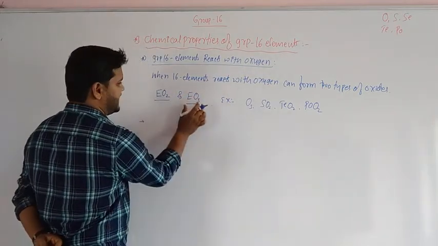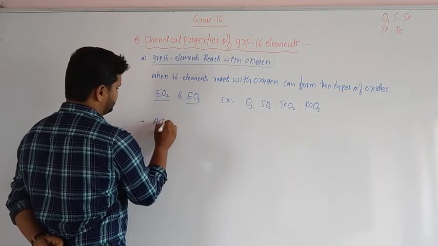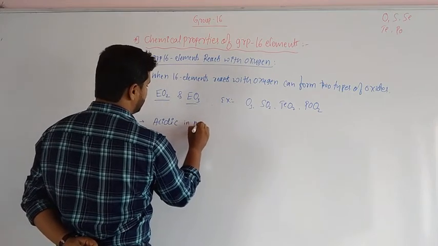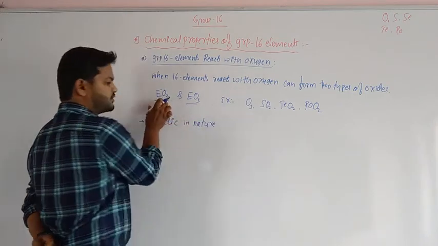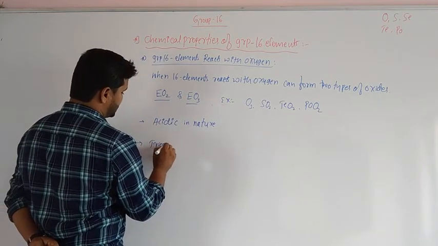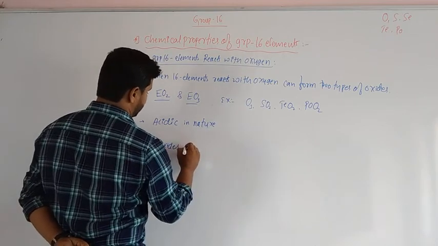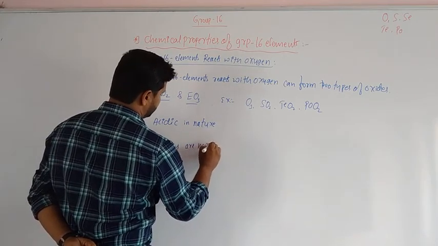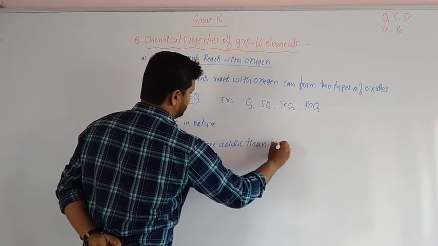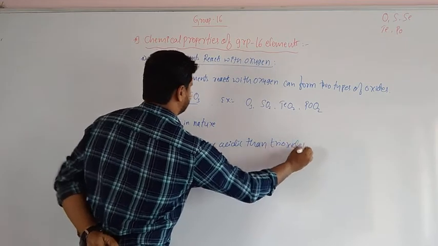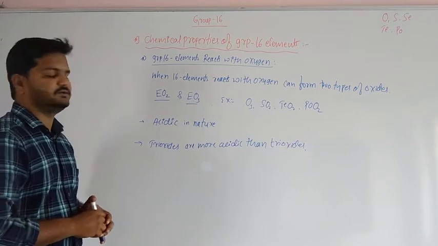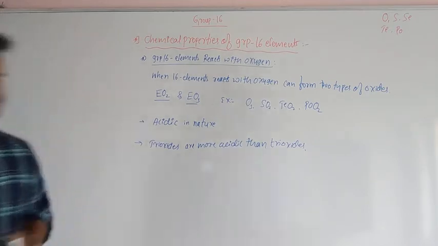Here both dioxides and trioxides are acidic in nature. And next one, trioxides are more acidic than dioxides. Okay, so this is about when group 16 elements react with the oxygen.